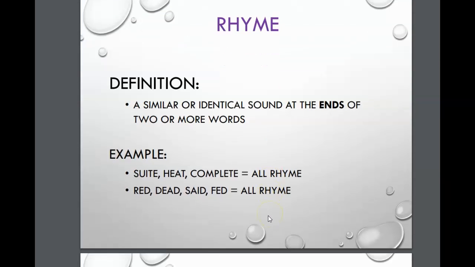Rhyme. Rhyme is the similar or identical sound at the ends of 2 or more words. Now, if you recall alliteration, that is when the sounds at the beginning matched, like the whopping whale in the water. Now we're going to look at the end of words, like sweet, heat, and complete. Even though these are spelled different, they have the same ending sound, so they rhyme, much like read, dead, said, and fed.